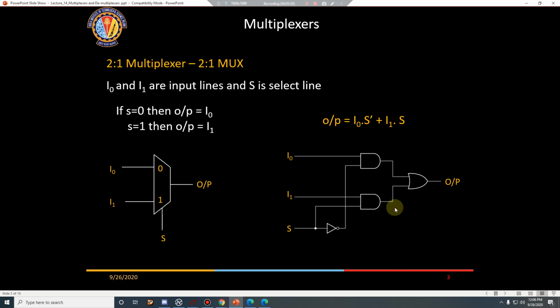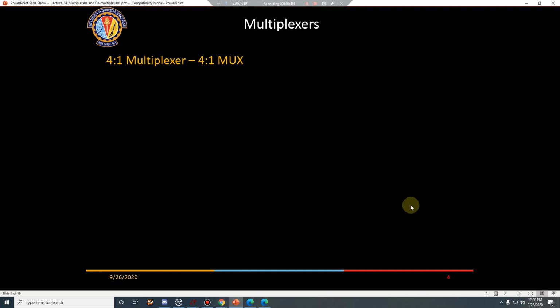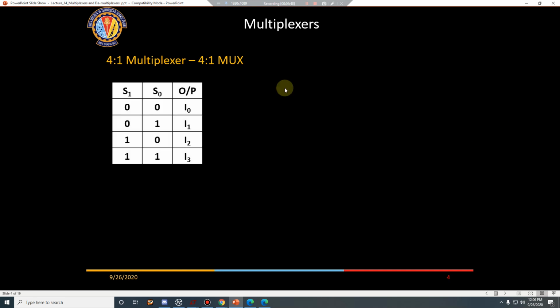So you can't have two outputs of gates shorted. So you require an OR gate. So this is how a multiplexer would work. Now we can have a 4 into 1 multiplexer also.